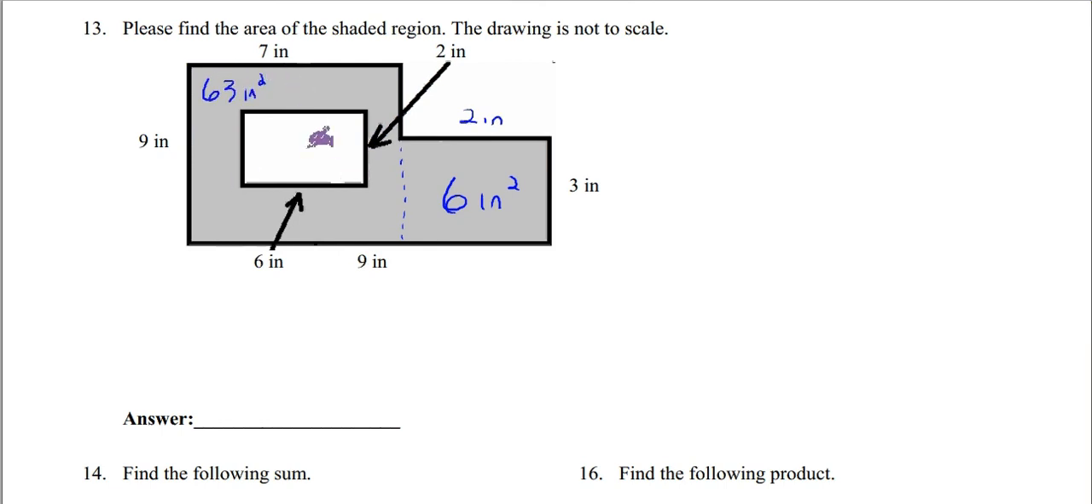And if there weren't a big chunk missing out of it, we'd be done. But there is a big chunk of it missing. So how much of it is missing? It's 6 times 2, which I should have just written, 12 inches squared. So we've got 63 inches squared plus 6 inches squared, except we're missing 12 inches squared. So 63 plus 6 minus 12 equals 77. 77 inches squared.